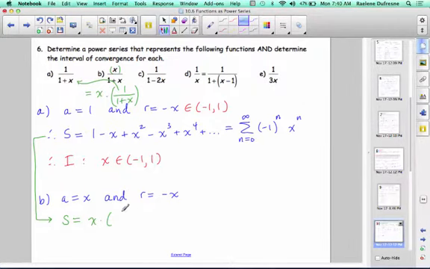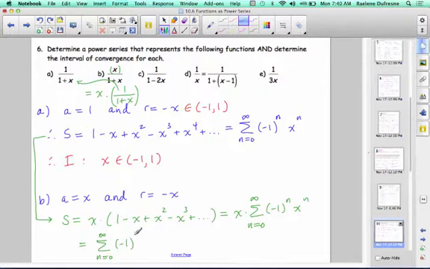So we're going to get x times 1 minus x plus x squared minus x cubed plus dot dot dot, which equals x times the sum from n equals 0 to infinity of negative 1 to the n times x to the n, which we can rewrite by taking the x constant with respect to the summation inside, and we get the sum from n equals 0 to infinity of negative 1 to the n times x to the exponent n plus 1. And we know that the interval of convergence is still for r, which is negative x, to be contained from negative 1 to 1. Therefore, the interval of convergence is still x contained from negative 1 to 1.